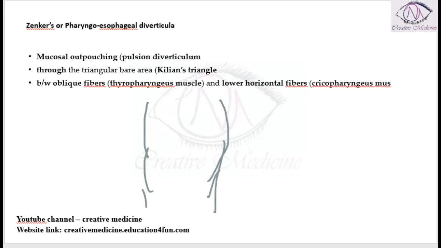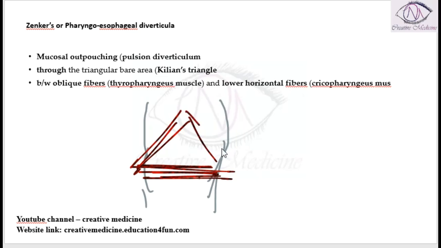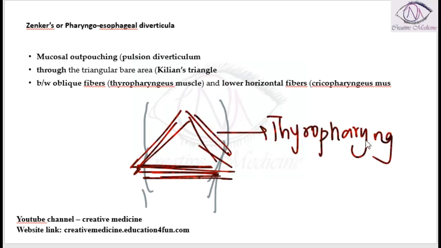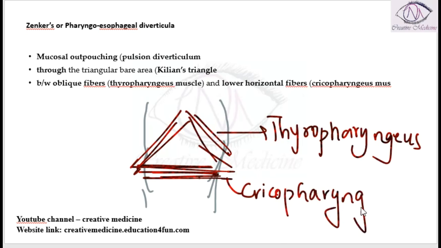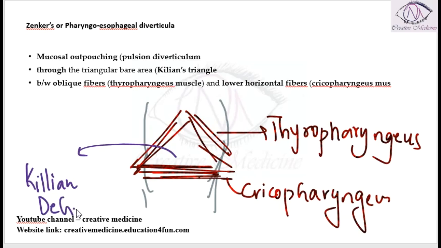there are two muscle fibers. One we have is cricopharyngeus and second we have thyropharyngeus. So this is thyropharyngeus, whereas this is cricopharyngeus. Between the cricopharyngeus and thyropharyngeus there is a space which is called Killian's dehiscence. So whenever there is outpouching of the esophagus through this space of Killian's dehiscence, then we call it Zenker's diverticulum.